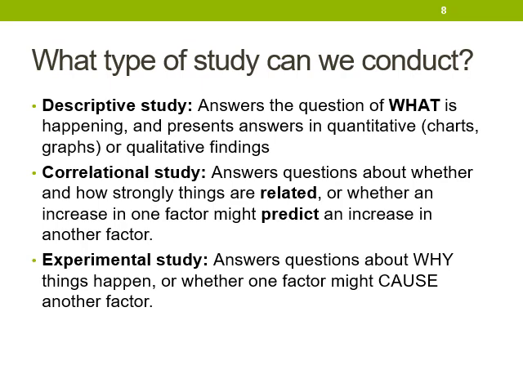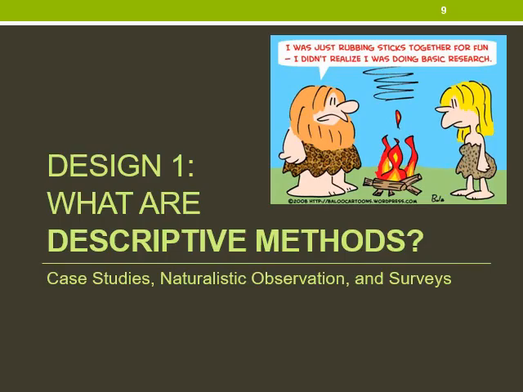So we're going to talk about the three types of studies I already mentioned. Descriptive studies answer a question of what is happening. And they would either present answers in quantitative, which is numeric data like charts or graphs, or qualitative findings, which is like written out information, more like a narrative. The second way is a correlational study, and in this case we're answering questions about whether and how strongly things are related to each other, or whether an increase in one factor might predict an increase in another factor. And in experimental studies, we answer questions about why things happen or whether one factor might cause another factor.